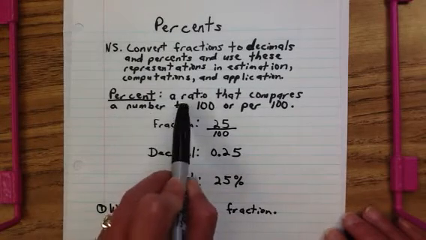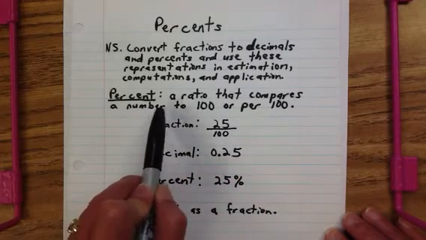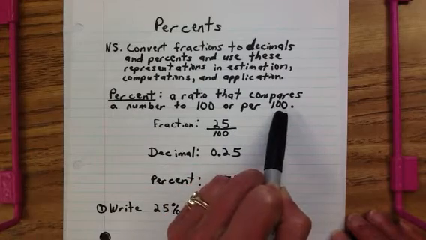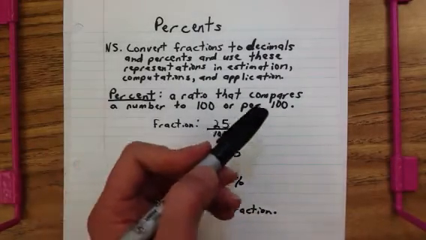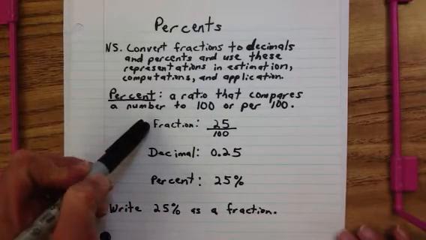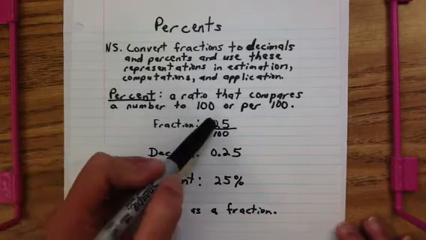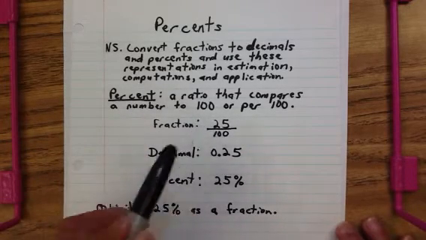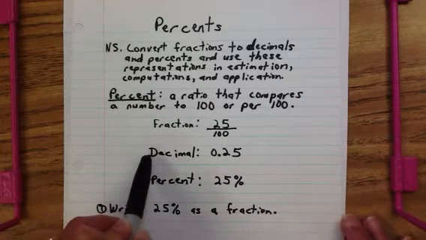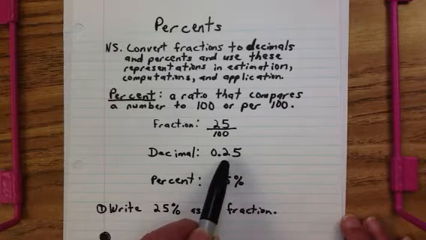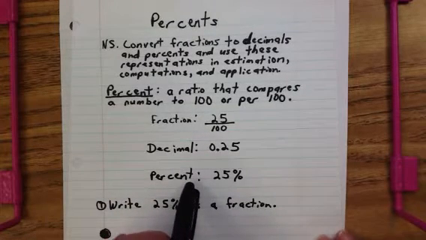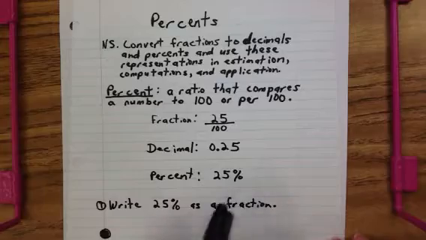Well, a percent is a ratio that compares a number to 100. Another definition is per 100. So a number per 100. Okay, so in fraction representation, if we use the number 25, we would say 25 per 100. That would be a ratio. Now, in decimal form, that would be represented as 0.25. In percentage form, that would be represented as 25%.